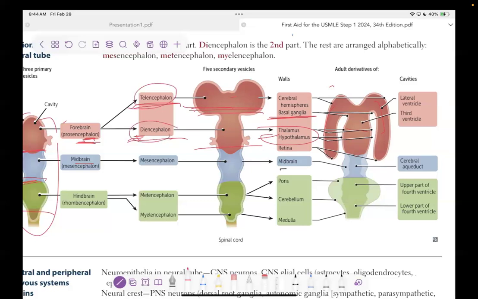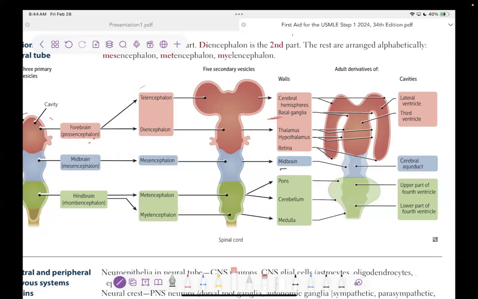And diencephalon, whenever you see di, it means there should be two things with the same name: thalamus and hypothalamus. The cerebral hemisphere contains the lateral ventricle, and the thalamus and hypothalamus contain the third ventricle. We are going to do all of them and the connections later on.